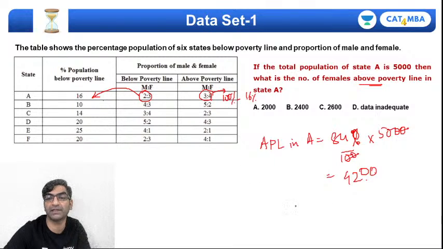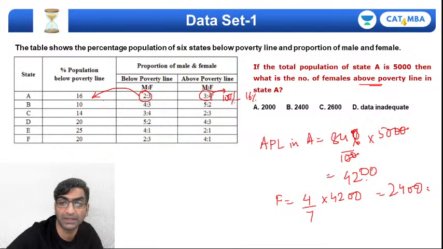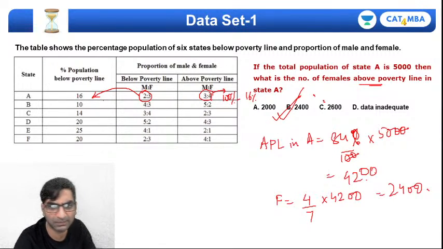We want the number of females. So females would be 4 parts out of 7 in 4,200. Right? So 7, 6, 6 4s are 2,400. Right? So there you go. Number of females must be 2,400. Option B. Yeah, fairly straightforward.